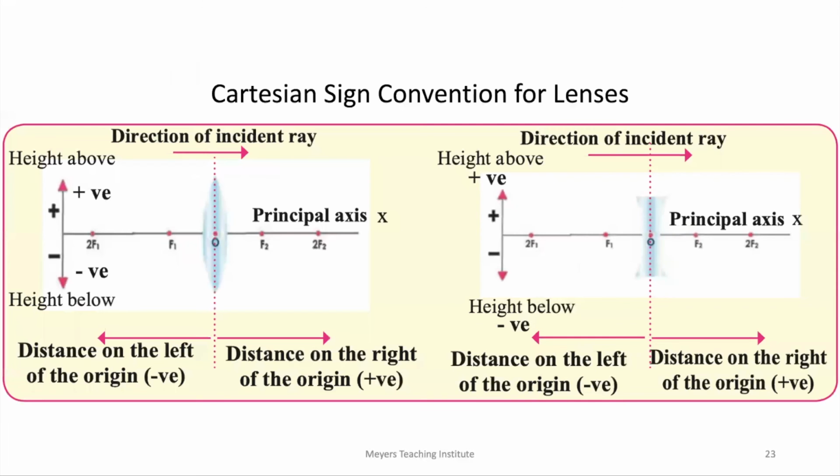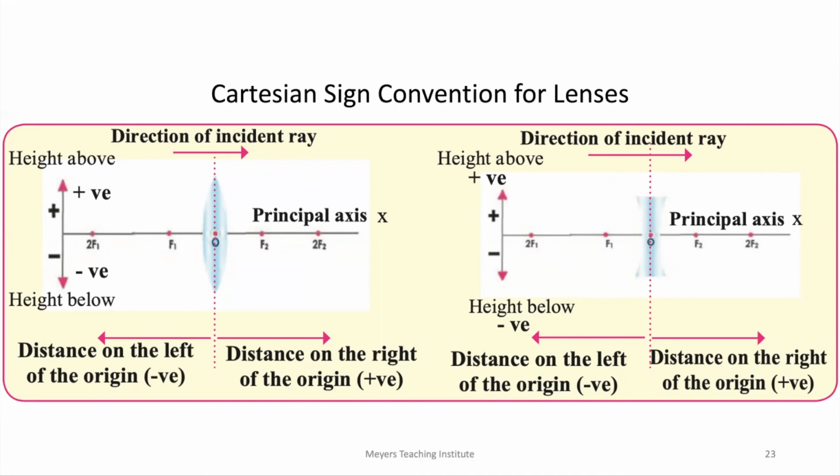So now let us understand the Cartesian sign convention. According to the Cartesian sign convention, the optical center O is taken as the origin. The principal axis is the x-axis of the frame of reference. The sign conventions depend on five important factors. Point number 1, the object is always placed on the left of the lens and all distances parallel to the principal axis are measured from the optical center.